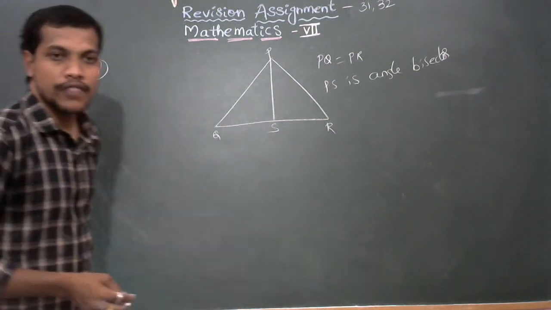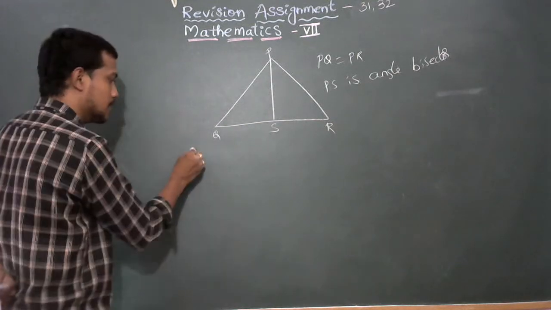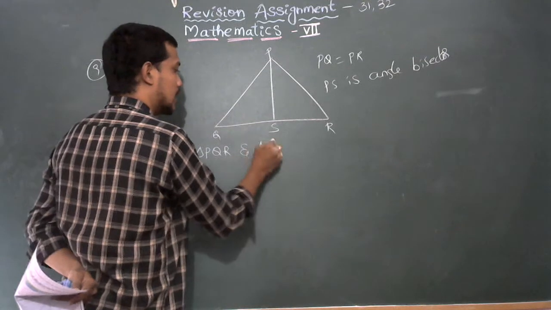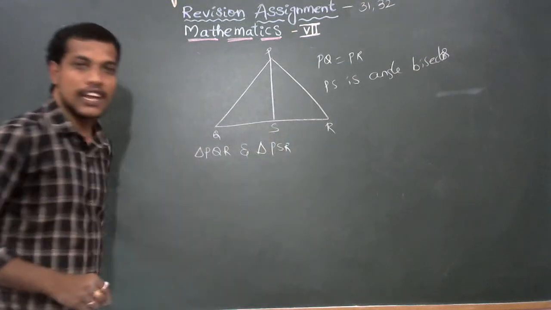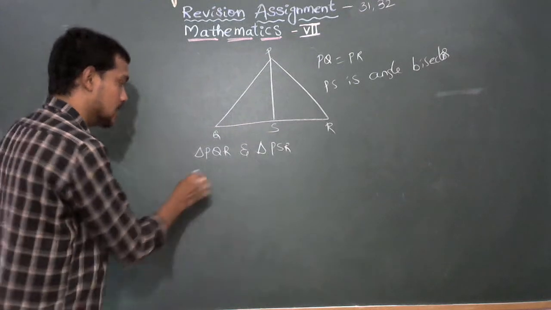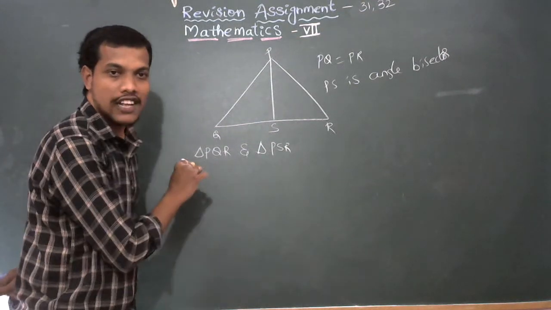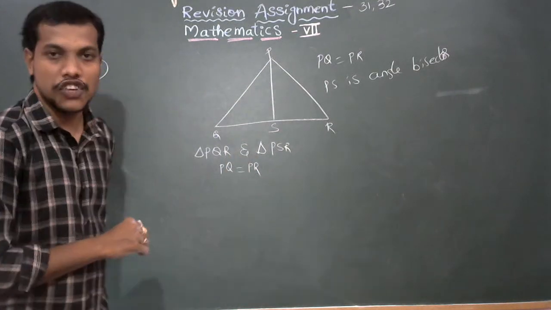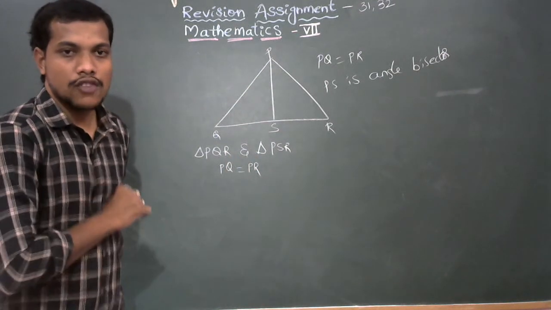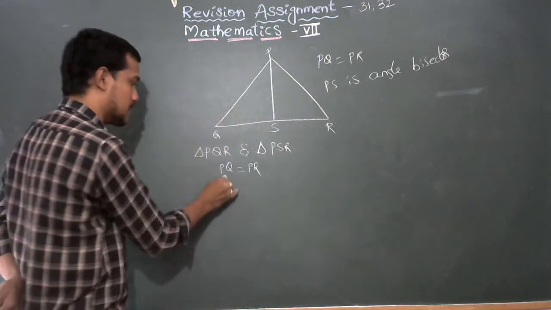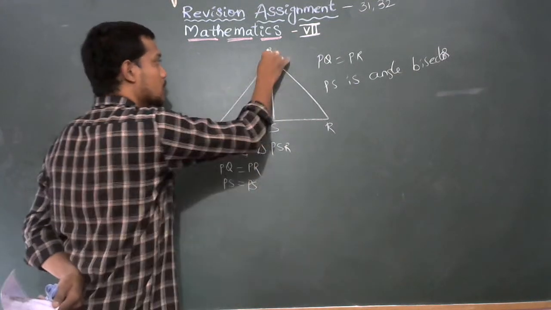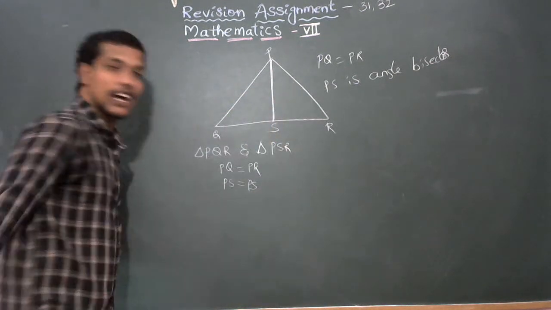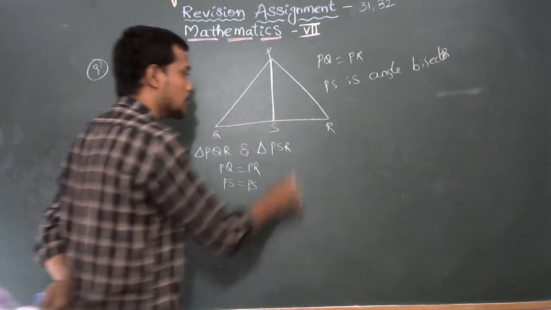Now see, triangle PQS and triangle PRS. Here two triangles are given. In these two triangles, what is given? PQ equal to PR. This is the given condition. Now the common side in both triangles is PS. So PS equal to PS. This side is common to both the triangles.